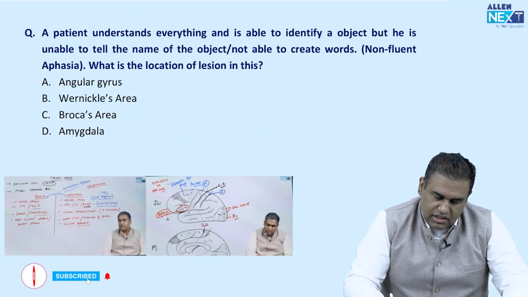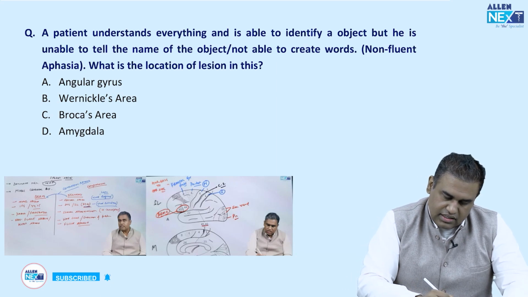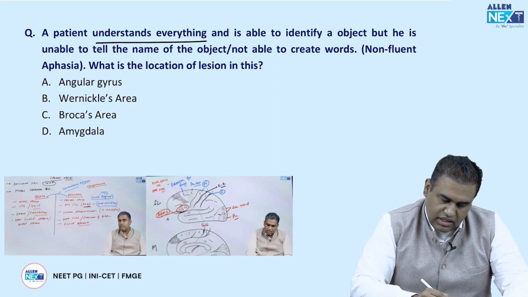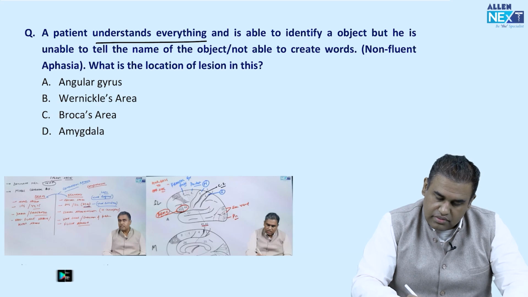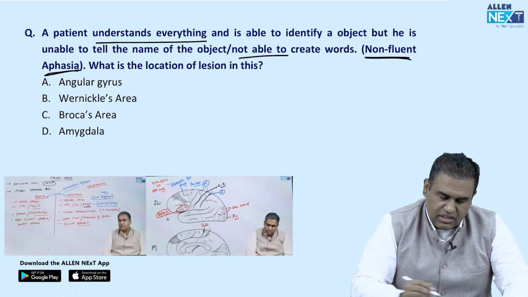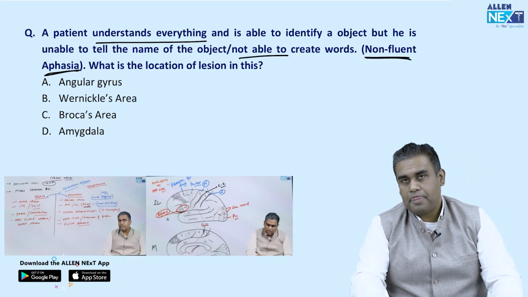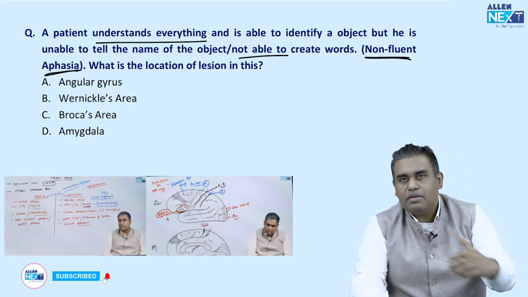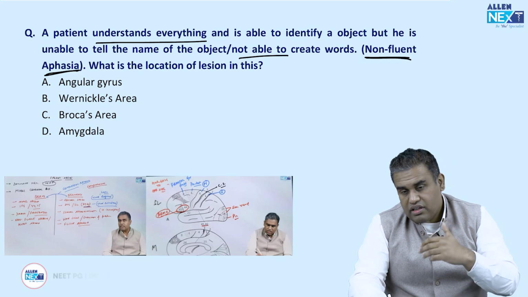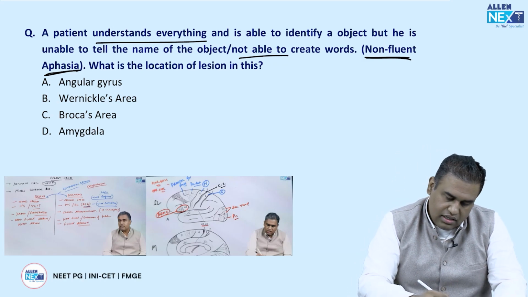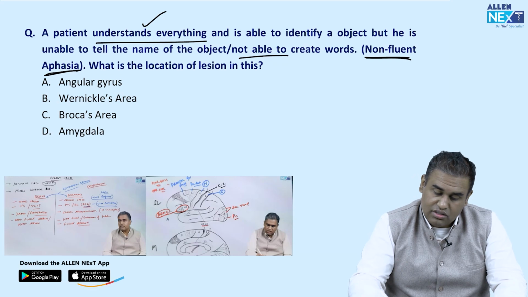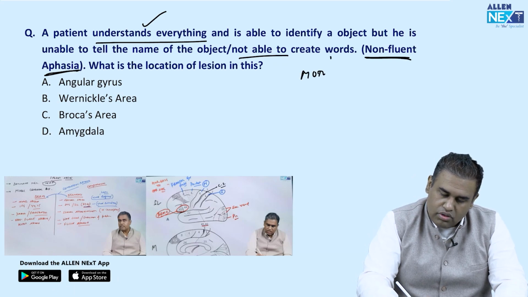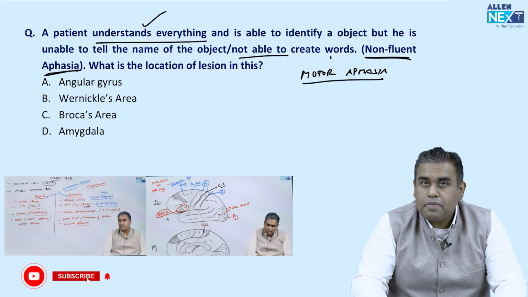A patient understands everything and is able to identify an object, but he is unable to tell the name of the object, not able to create words, known as non-fluent. This is sufficient. If they have given non-fluent aphasia, it means the patient is not able to form words. Is it a motor or a sensory problem? A sensory problem is when the patient is unable to understand. Now he is able to understand everything. So sensory is okay, but motor is a problem: motor aphasia, also known as non-fluent aphasia.